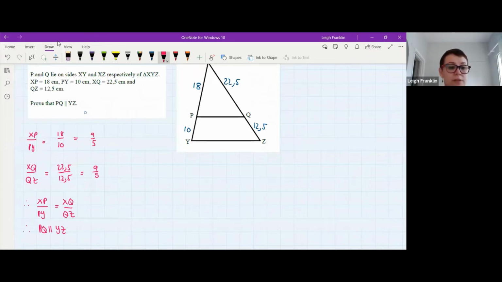And our reason for this is because the corresponding sides, sorry, I'm talking about similarity now. Converse proportionality intercept theorem. Okay, so that's how we set it out if we want to prove that lines are parallel. Does that make sense to everybody? Are there any questions you'd like to ask me?